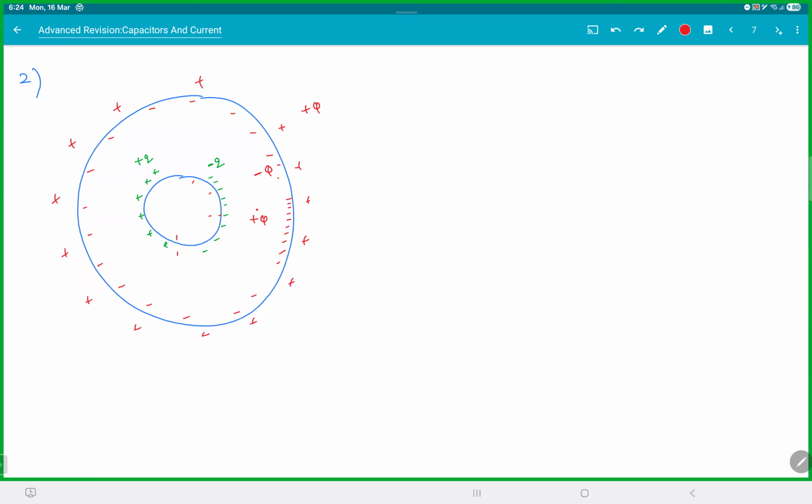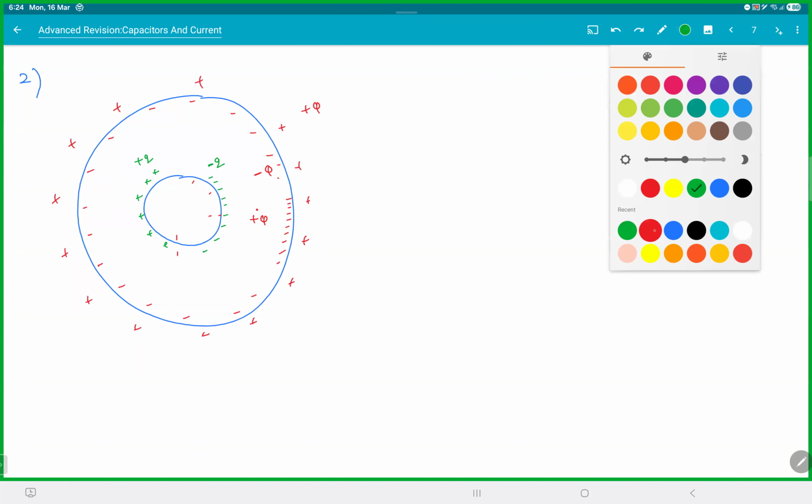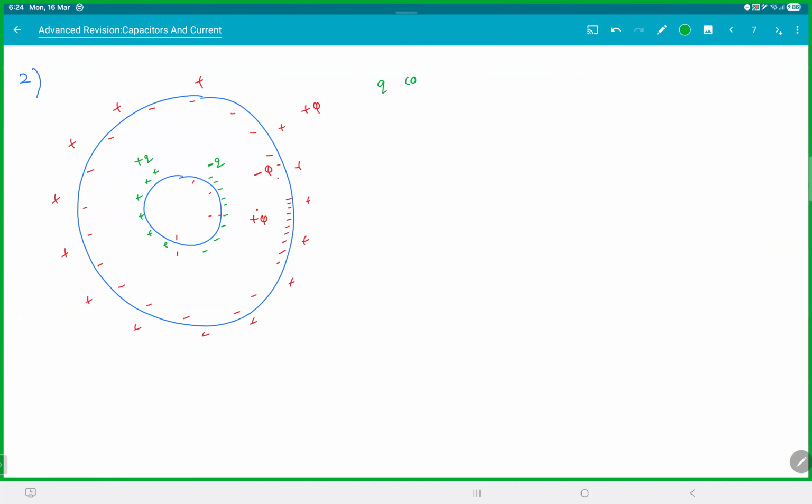So that small q and minus q, actually we cannot find. Q cannot be found. So we are done with the first question. The second question is the main thing.